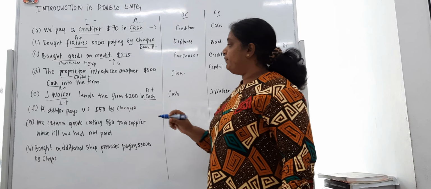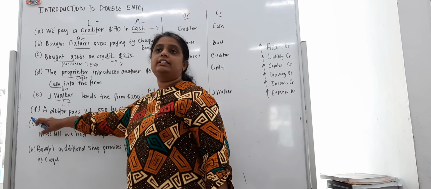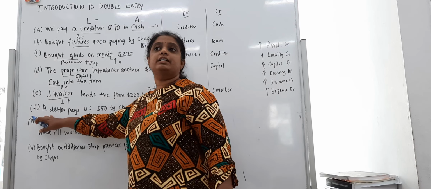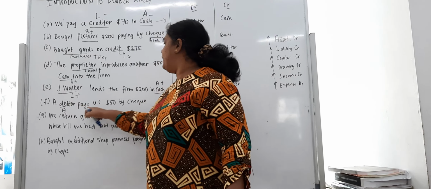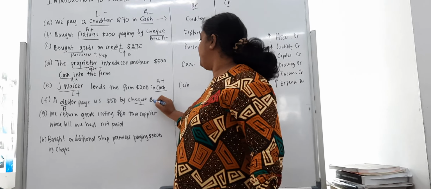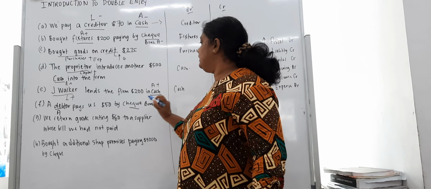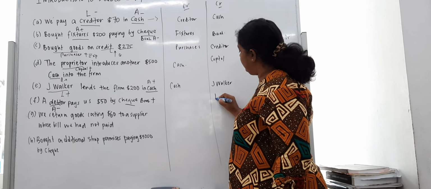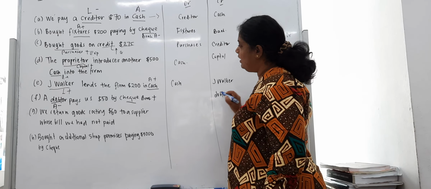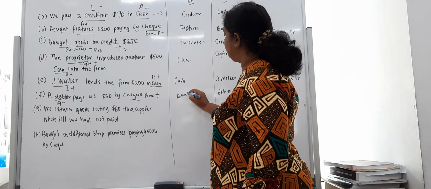Next one. Another name for debtor? Accounts receivable. Account receivable. So it's an asset, right? Asset pays by cheque. But cheque is bank. So bank is increasing, the asset is decreasing. So asset decreases, credit, and then bank.